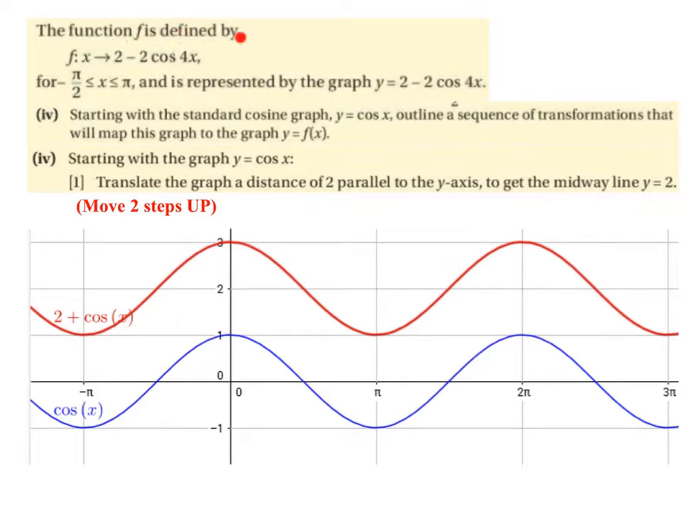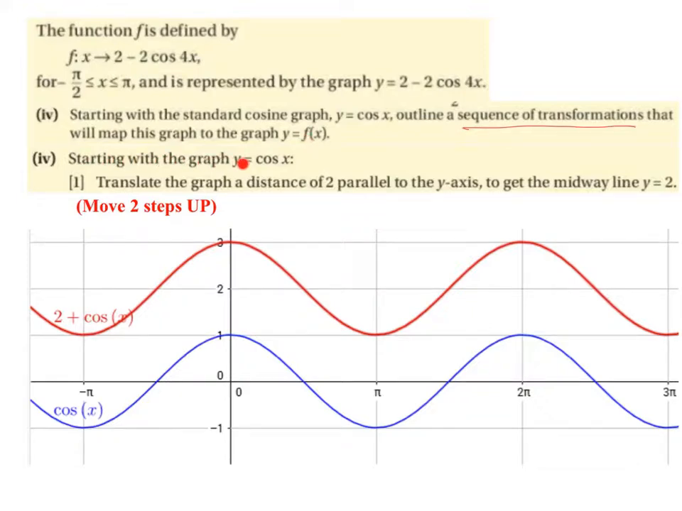So the function f is defined by f of x maps to 2 minus 2 cos of 4x for x values greater than minus pi over 2 and less than or equal to pi, and is represented by the graph y equals 2 minus 2 cos of 4x. So part 4. Starting with the standard cosine graph y equals cos of x, outline a sequence of transformations that will map this graph to the graph y equals f of x.